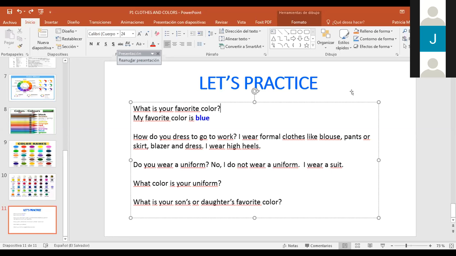What is your favorite color? My favorite color is green. How do you dress to work? I wear black jeans, a blouse, and boots. Do you wear a uniform? No, I do not wear a uniform.